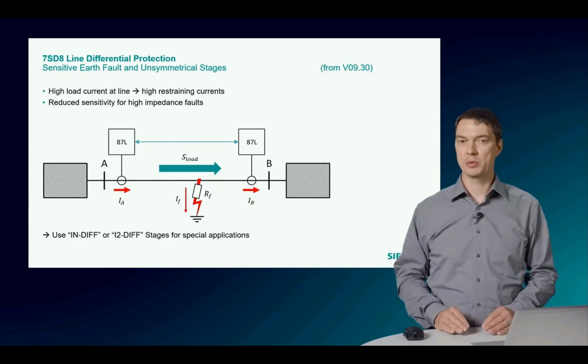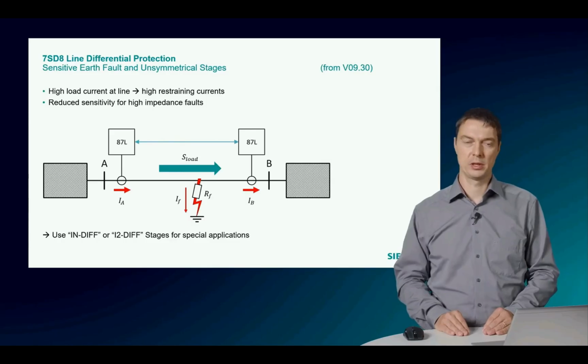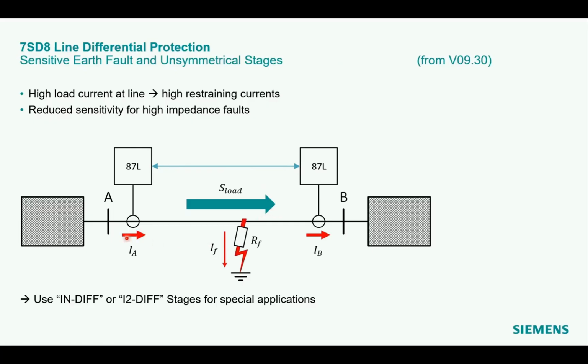For special applications, we introduced from version 930 a more sensitive earth or zero sequence current differential stage. Consider the following network, where we have a high load on the line, which also results in a high restraining current in both relays. So this gives you a reduced sensitivity for high impedance faults on the line. For such special applications, we recommend to use the IN-diff or the I2-diff for the protection of this line.